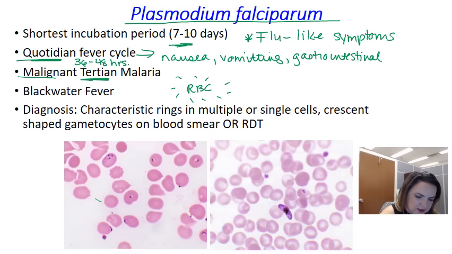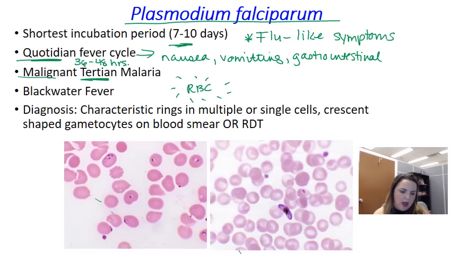Okay, so how are we going to identify Plasmodium falciparum? You're going to look for characteristic rings in multiple or single cells. You can also look for a crescent-shaped gametocyte. So these are your rings right here. And then over here is the crescent-shaped gametocyte.